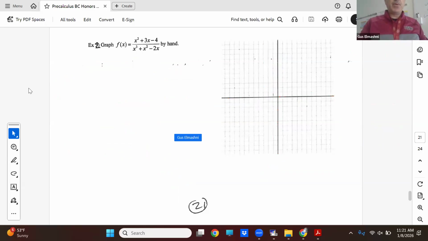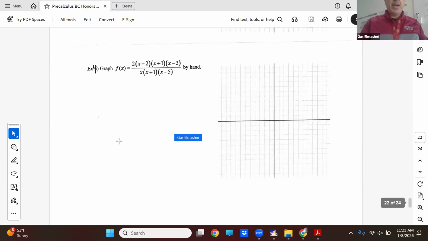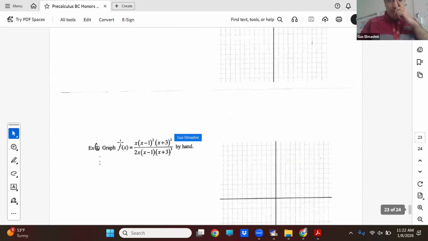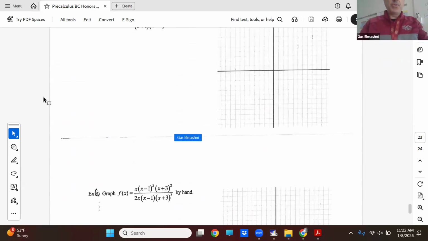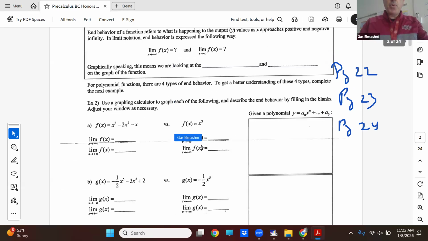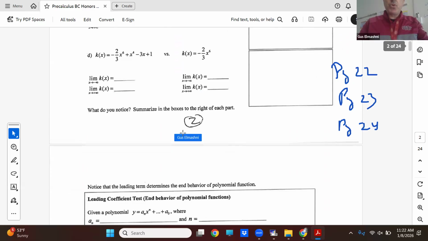Okay, so what I want you guys to do, I want you guys doing pages 22, 23, and 24. I'll write up to the margins here. And going back to the top, I want you doing B and C on page 2.